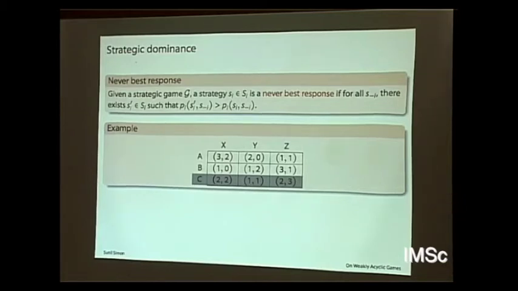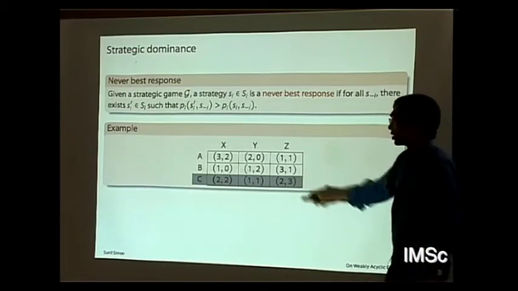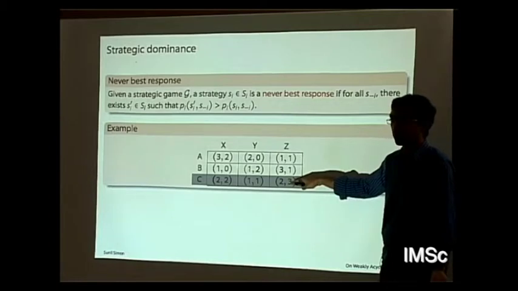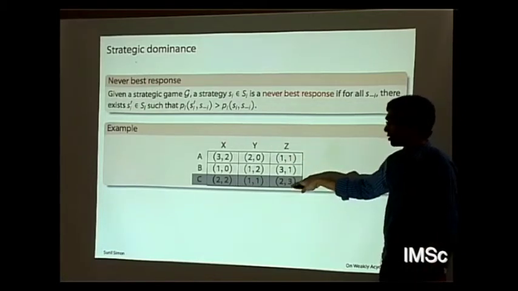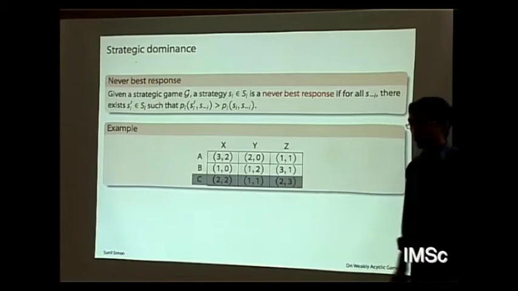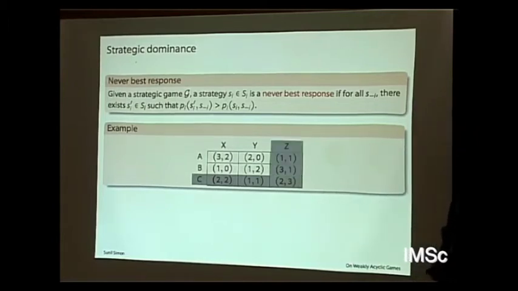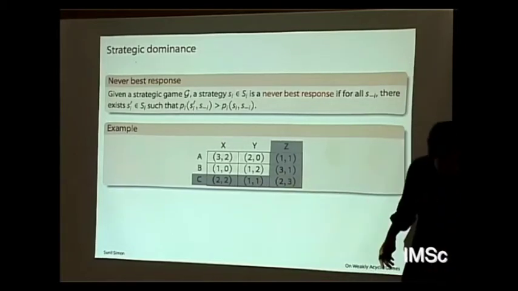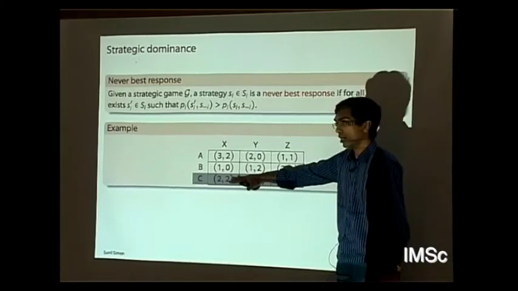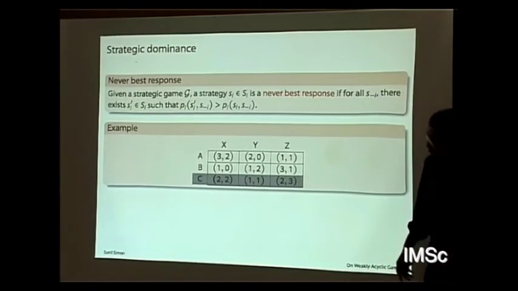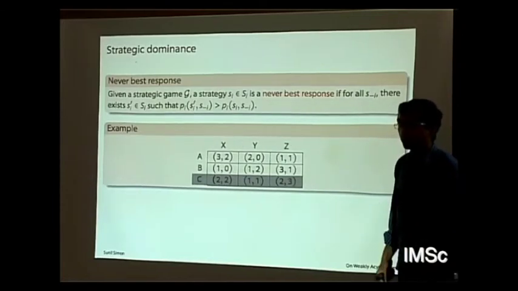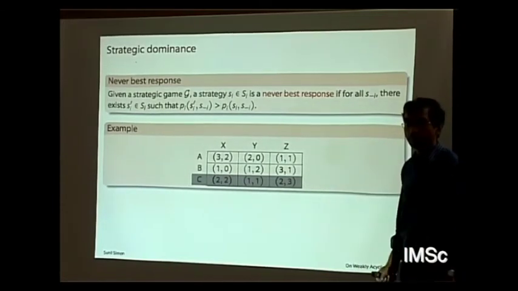Okay, so if a player is rational, then you can say that he'll never play a strategy which is a never best response, because no matter what the other players play, there's always a better strategy than this strategy. So you can eliminate this strategy from the game. Okay? Suppose you eliminate this strategy, then you get a subgame where you don't have this strategy, right? Now you can do the same thing, and you can see that this strategy Z is now a never best response for the column player. Okay.